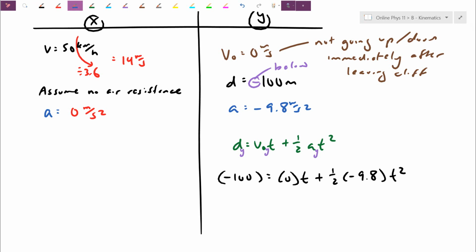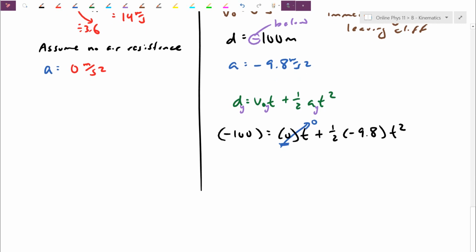What's really nice about a meatball question is that the initial velocity here is 0, and 0 kills off this term with just t to the power 1. Because it kills off that term, I can simply do a square root later on. So let's work through some of the algebra here. Negative 100 is equal to negative 4.9 t squared. I'm going to bring the negative 4.9 over to the left-hand side.